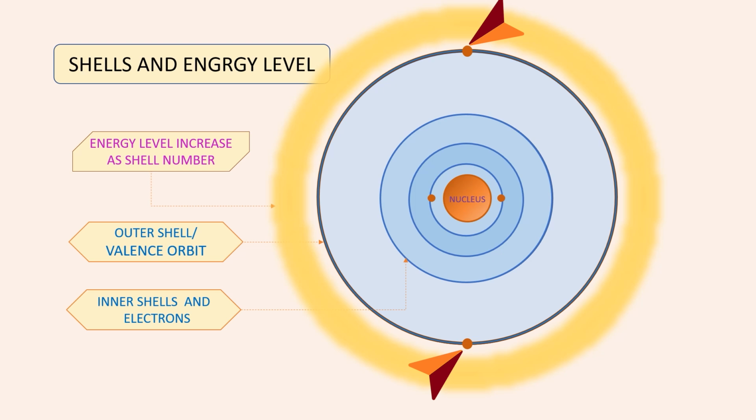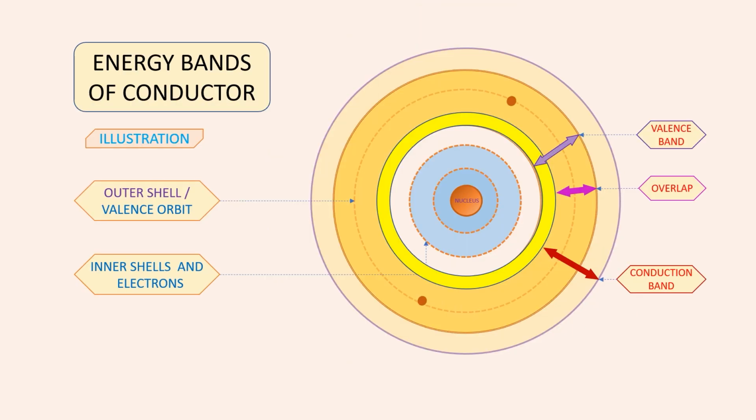Since the outermost shell electrons take part in chemical bonding, they are also called valence electrons. The circulating path of valence electrons is called the valence orbit. The region influenced by the energy level of valence electrons is known as the valence band.